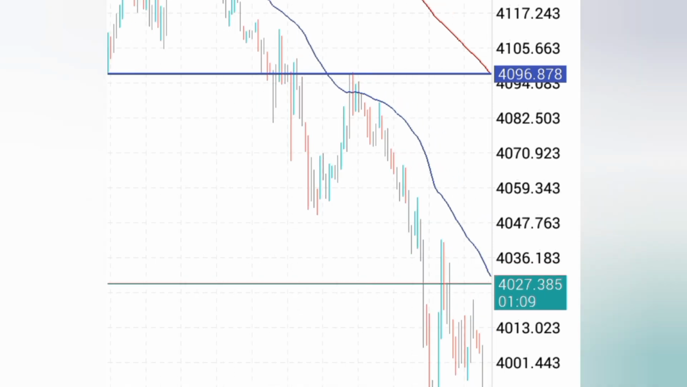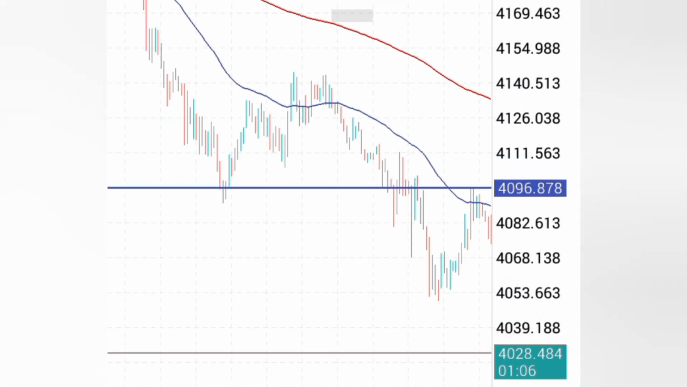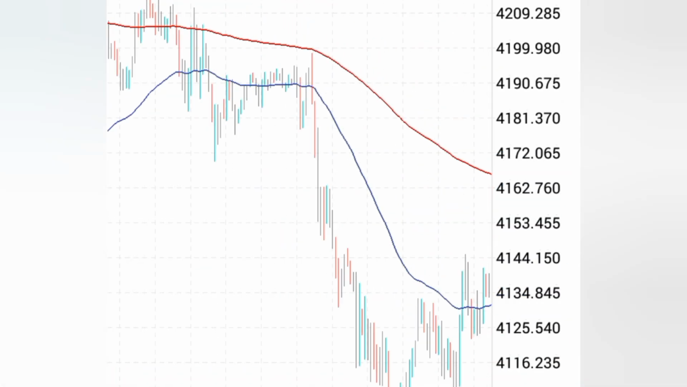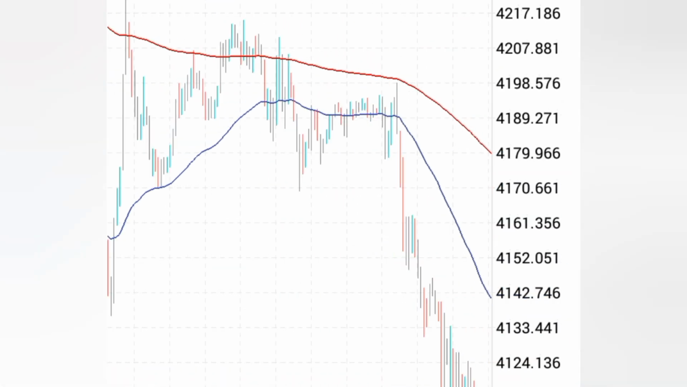So when the market is below your 50 exponential moving average, of course you're going to wait for the retracement to come to that moving average, then you sell. When it is above, of course it will be a buy.